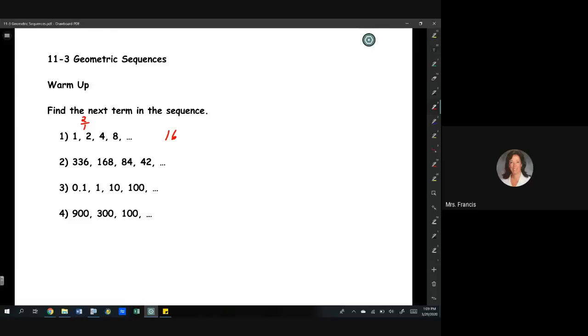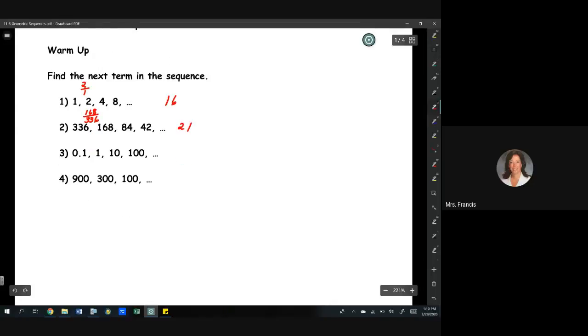If we look at the next ratio, we get 168 divided by 336. If you're not sure, you can use your calculator. But it looks like we're multiplying by a half. To get to each new term, I multiply by a half. So 42 multiplied by a half, the next term would be 21.